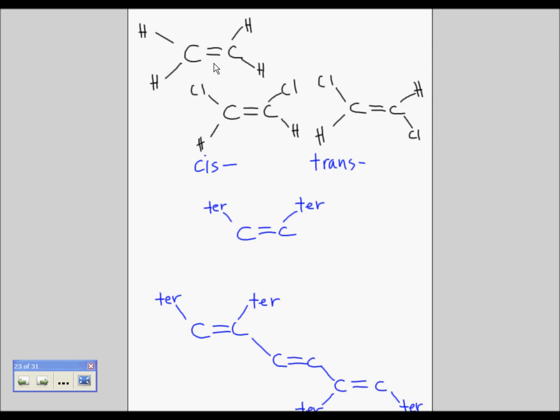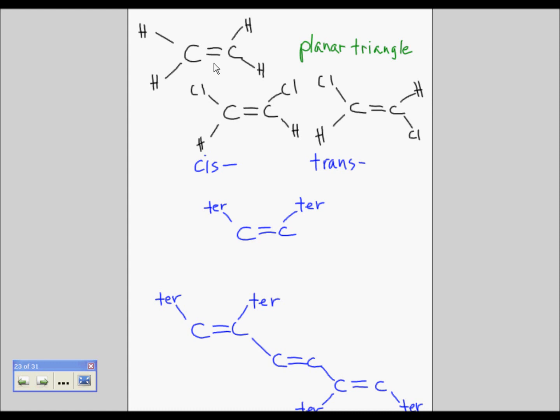Is a planar triangle, right. So 3 pairs, no lone pairs is a planar triangle. So it's a planar triangle around each carbon. Now there's something interesting that happens with these structures. These structures, because they're flat, you can have things sort of on the same side or on opposite sides of the double bond.